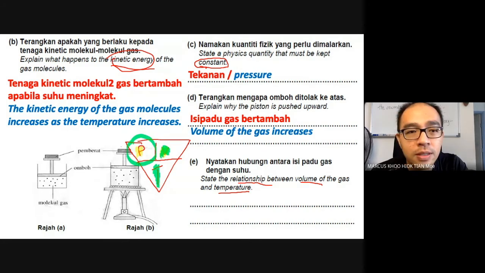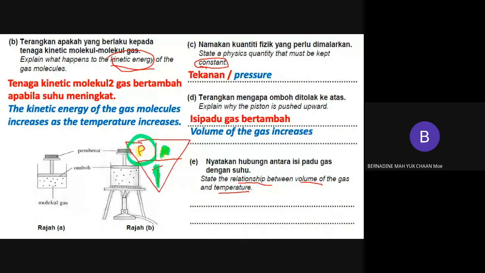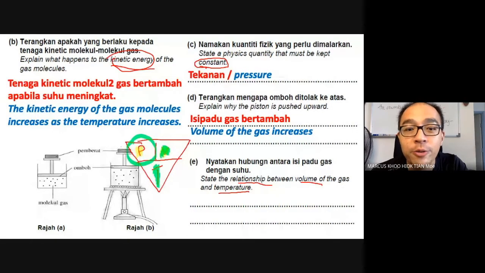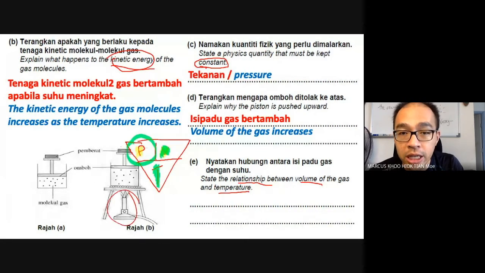Bernardine? The higher the temperature, the larger the volume of gas. Very good. No need for because. The bigger, sorry, what is the word you use? The higher. So the higher the volume, the higher the temperature. Let's just stick to that. The bigger the volume, the bigger the temperature. If you read it the other way, also can. But in this case, it is the temperature that changes first. So in this case, it will be the bigger the temperature, the bigger the volume.